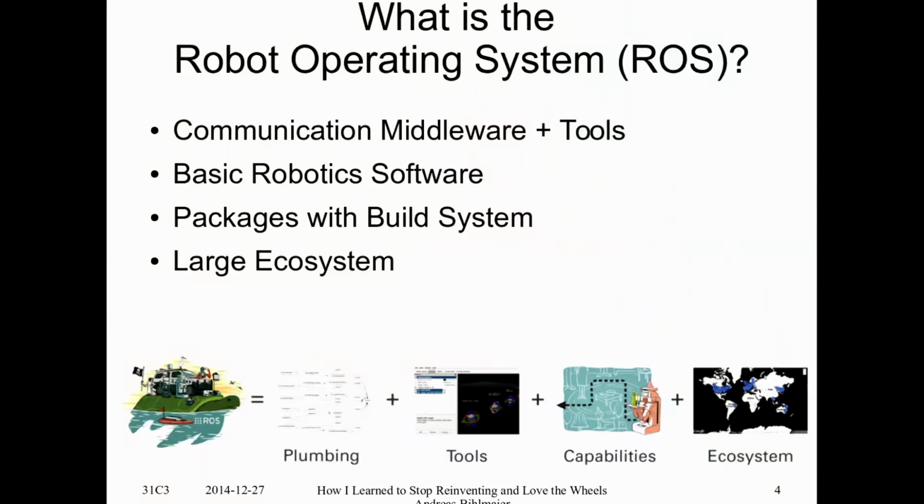So what is ROS? ROS stands for Robot Operating System. It consists of 4 major parts. One is the middleware together with tools. Never underestimate the importance of having tools available for whatever you're using. Then the basic robotic software, distributed processing of coordinate transformations.